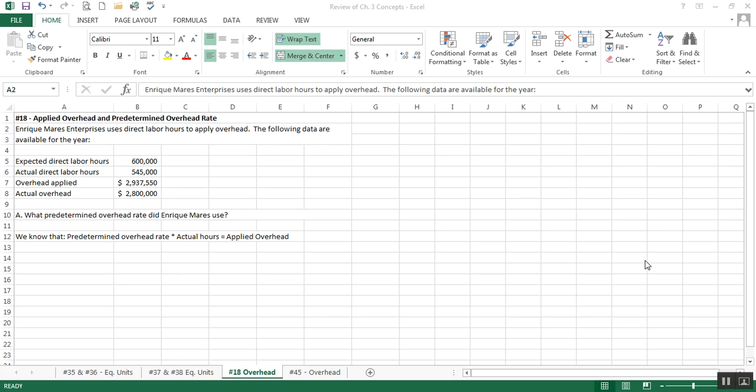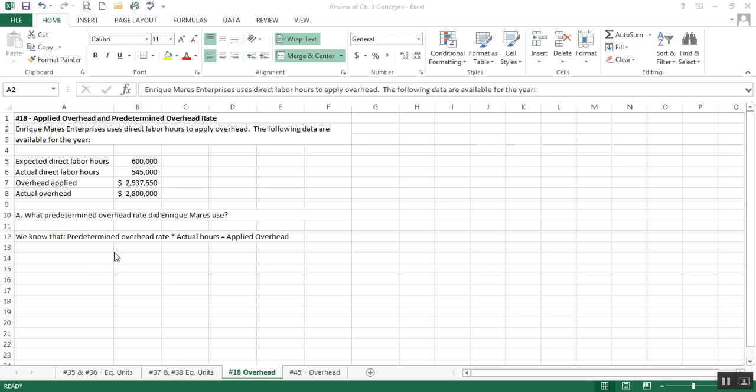We're given some information about Enrique Mayer's Enterprises. They use direct labor hours to apply overhead, and they have the following data available for the year. We know that the expected direct labor hours were 600,000 and the actual were 545,000. The applied overhead was 2,937,550 and the actual overhead was 2.8 million. What predetermined overhead rate did Enrique Mayers use?